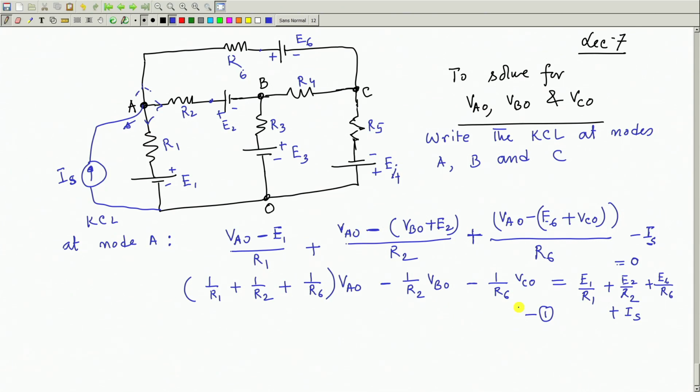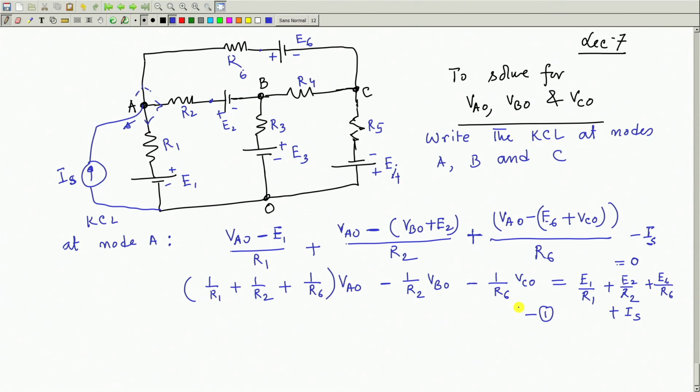Therefore, see dimensionally on the left hand side voltage by some impedance, current ampere, this is also ampere, this is also ampere. So, right hand side also matches, each one of them is in ampere. So, this is one of the independent equations involving VAO, VBO, VCO.